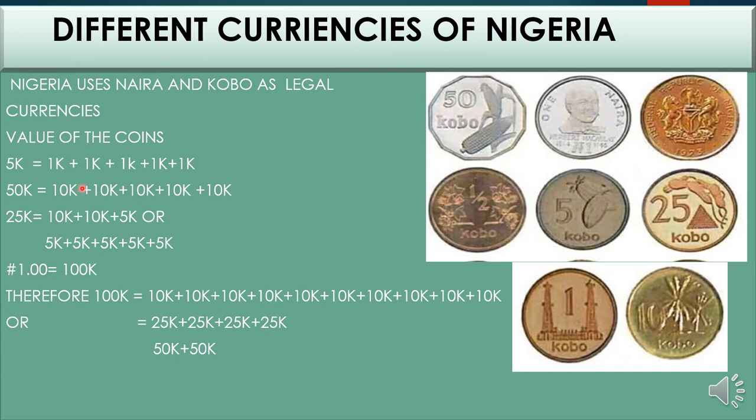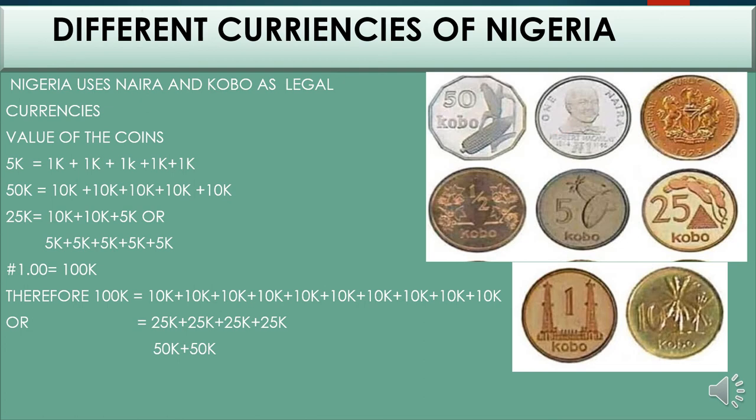Let's see another way, which is when you bring 2 of 50 kobo. When you bring 2 of 50 kobo, you will get what? 100 kobo. Remember, 50 plus 50 is 100. That means if you bring 2 of these to me, I will give you 1 naira. You will have just 1 naira coin. 100 kobo is equivalent to 1 naira. Did we get that? It's so interesting, boys and girls.